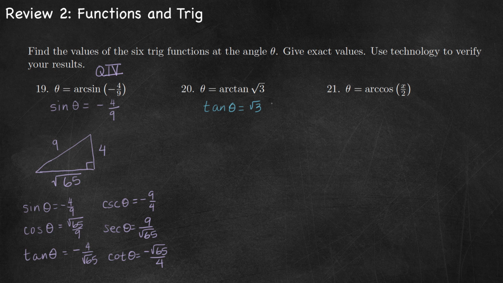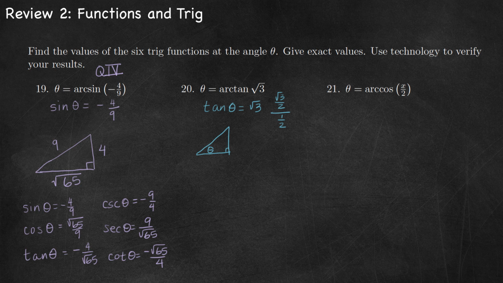We can also think of the number root 3 as root 3/2 divided by 1/2. When you're dividing fractions with the same denominator, the denominators just cancel out. So where is sine equal to root 3/2 and cosine equal to 1/2? That would be at a reference angle of pi/3. So we could complete the problem knowing that theta is pi/3. We could also use the right triangle approach.